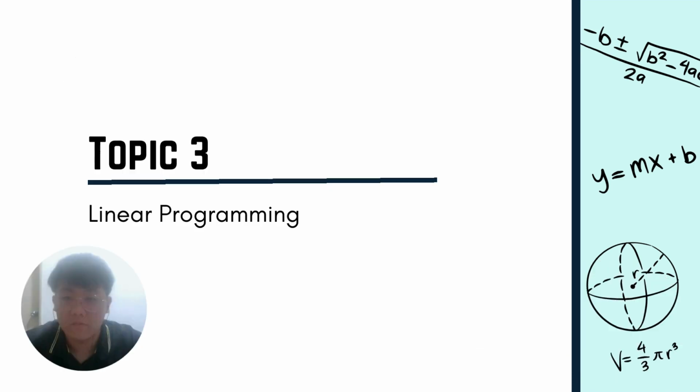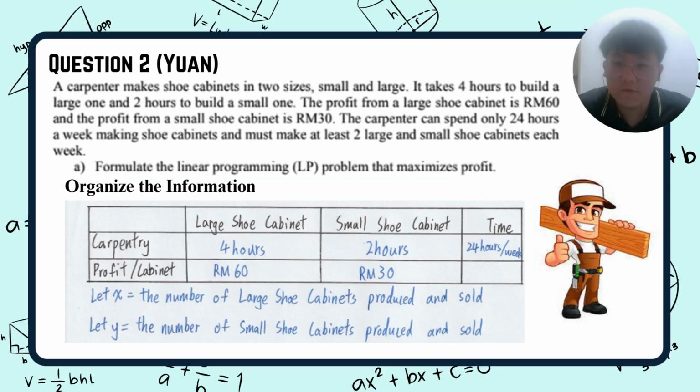Done. So, hello, madam. I'm Guang Yuan, and I will be responsible for question 2 of the assignment questions, which is linear programming. Through the question, we know that there are two sizes of shoe cabinets, large and small. The large one takes 4 hours to build, and the small one takes 2 hours to build. The profit of the large shoe cabinet is 60 ringgit, and the small one is 30 ringgit. The carpenter can only spend 24 hours per week making the shoe cabinets, and must make at least 2 large and 2 small cabinets each week.